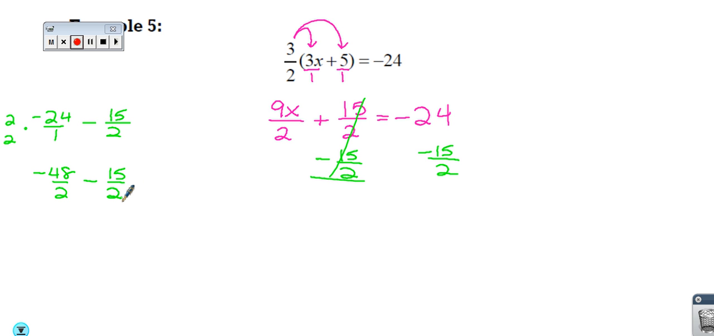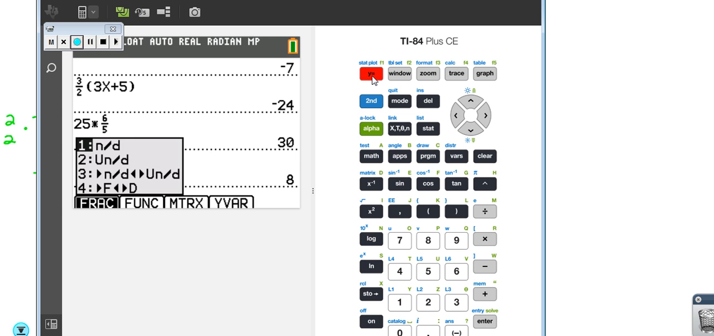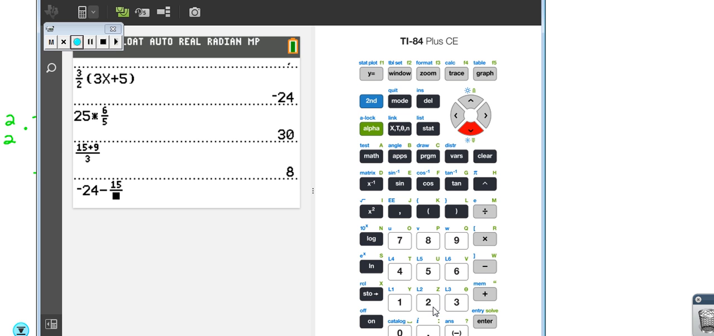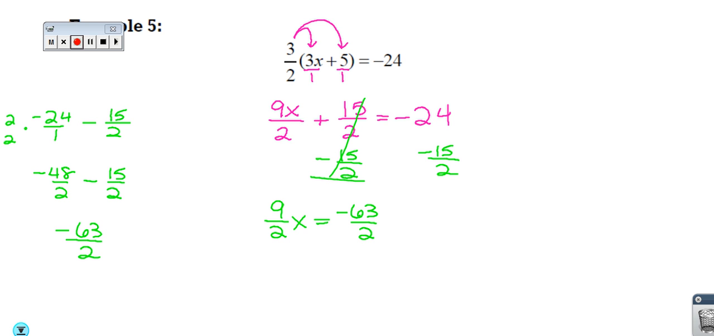From here, I'm going to subtract the numerators. So negative 48 minus 15 gives me negative 63. Keep the denominator the same. So let's go back to our equation and put that in. Now the other way of doing this, we do have calculators. So I had negative 24 and I was subtracting off the fraction 15 halves. So hopefully this will confirm that yes, we are using the fraction negative 63 over 2.